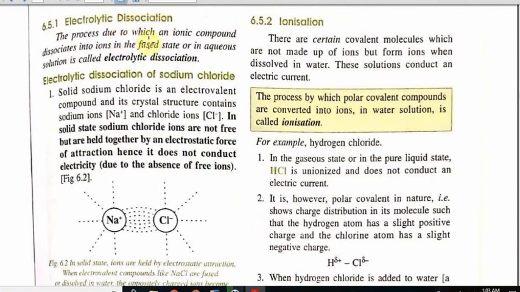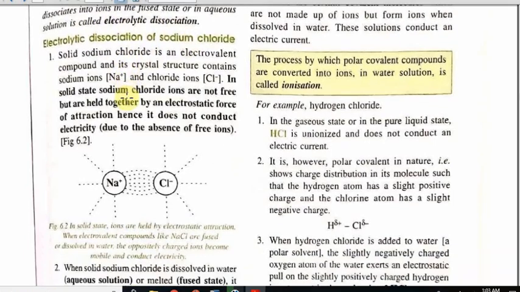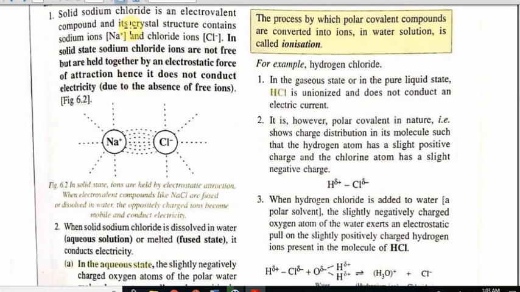The process due to which ionic compound dissociates or breaks into ions is called electrolytic dissociation. Look at the example of sodium chloride. Sodium chloride is an electrovalent compound. Its crystal structure contains sodium ion and chloride ion. Now they have a very strong force of attraction. In solid state, it is not a good conductor of electricity.